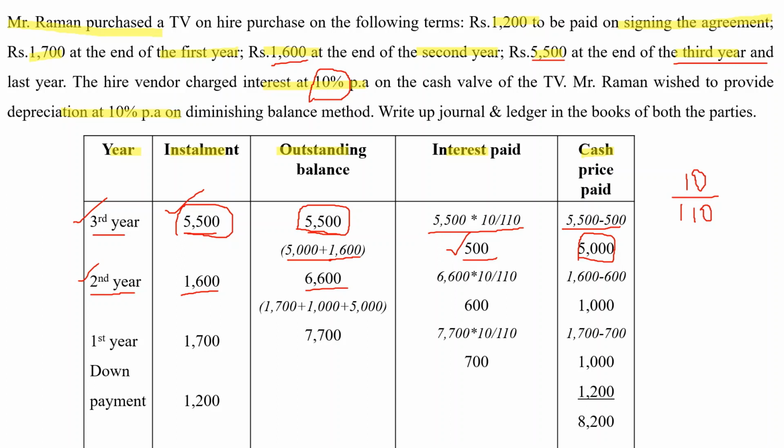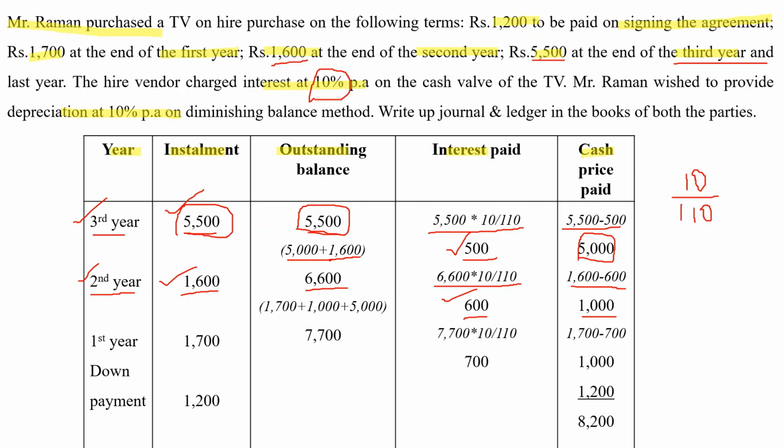On this outstanding balance, we are calculating interest. 6,600 into 10 divided by 110. Interest for the second installment is 600. Okay, now cash price. Cash price is installment minus interest. Installment is 1,600, interest is 600. So the cash price is 1,000 rupees.